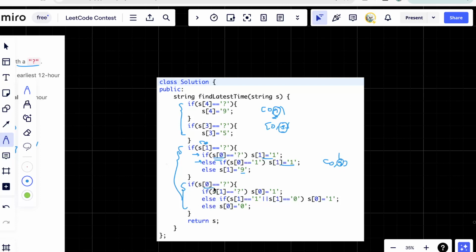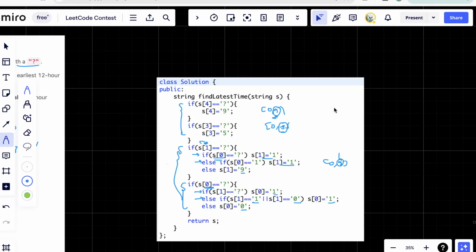Similarly, I'll check for the 0th position and its conditions. So the very first condition is you have to check what is present at the 1th index. If it is a question mark, replace it by a 1. If it is 1 or 0 at the first index, then you can replace it by a 1. Otherwise, you have to replace it by a 0, right? So these are all the conditions, and using this you will be able to get the latest possible time string, right? So I hope now the solution is clear.